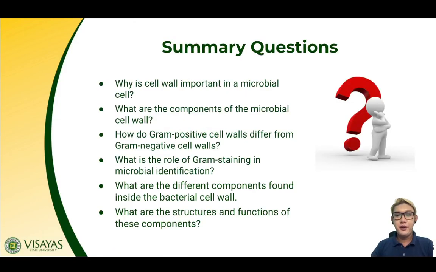So here are summary questions to help you review our lessons for the day. Why is the cell wall important in a microbial cell? What are the components of the microbial cell wall? How do gram-positive cell walls differ from gram-negative cell walls? What is the role of gram staining in microbial identification? What are the different components found inside the bacterial cell? And what are the structures and functions of these components? I hope you will be able to answer these to help you fully understand the topics that we have discussed today.